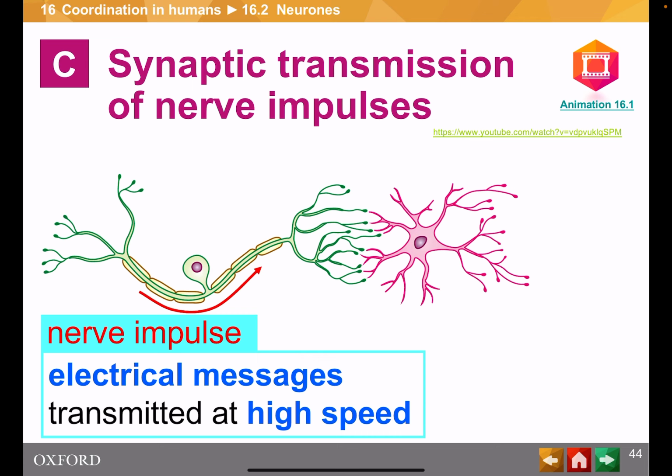However, nerve impulses cannot travel directly from one neuron to another because there is a narrow gap between one neuron and another neuron. This gap, this structure, this junction between two neurons, we call a synapse. Let's watch a video about how nerve impulses are transmitted across the synapse.